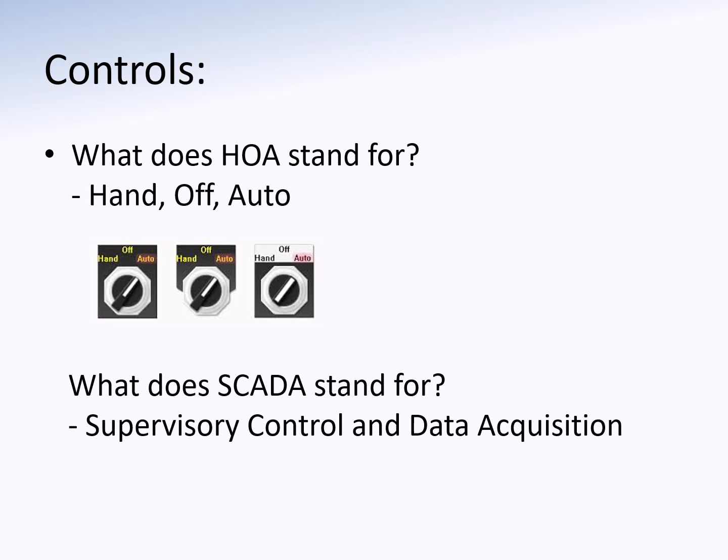HOA switches, these are hand, off, and auto. Typically the pumps at your pump stations are all going to be set in auto, unless you're doing some kind of testing or you need to evaluate the pump. Then you would place it in hand mode, which just turns it on. Hand mode means that you're going to turn that pump on, and then obviously off is off.